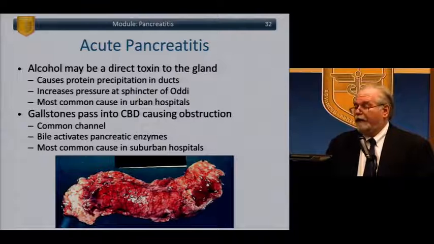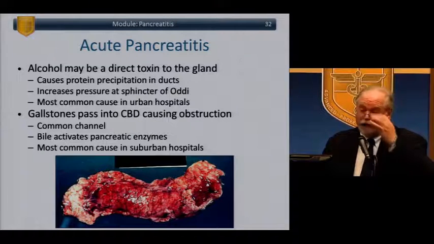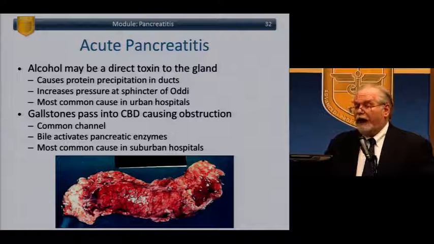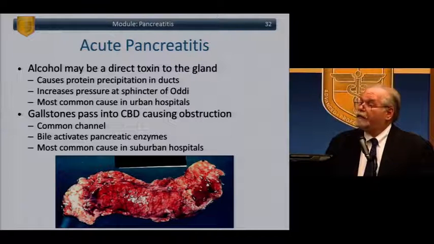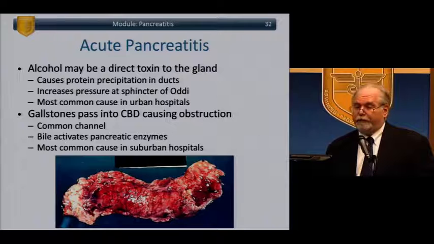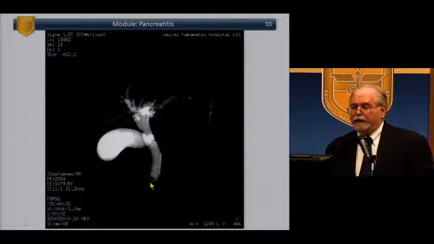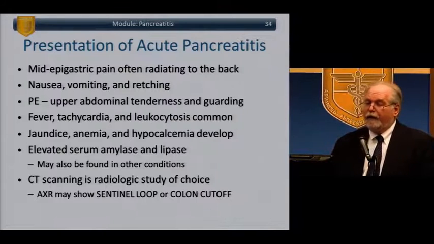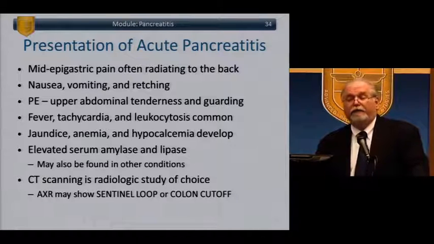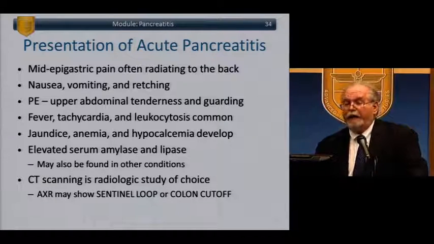Gallstones passing into the common duct, causing obstruction of the common channel, where bile is thought to activate the pancreatic enzymes, is the most common cause in suburban hospitals. And here we see the stone impacted at the distal common duct, which is one of the causes of pancreatitis. Presentation of pancreatitis: mid-epigastric pain, often radiating to the back, nausea, vomiting, and retching, upper abdominal tenderness and guarding, fever, tachycardia, and leukocytosis, jaundice, anemia, and hypocalcemia.